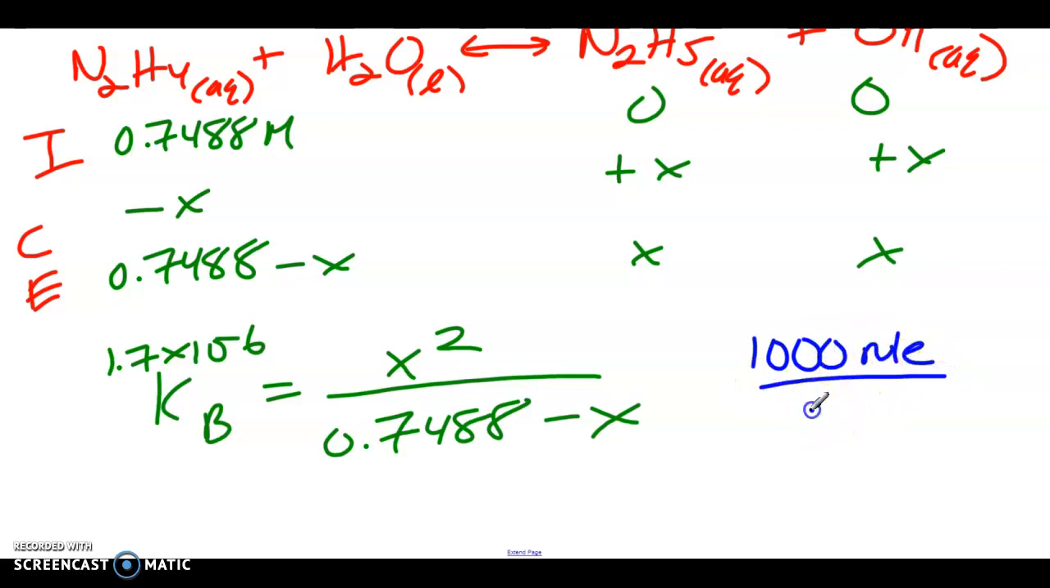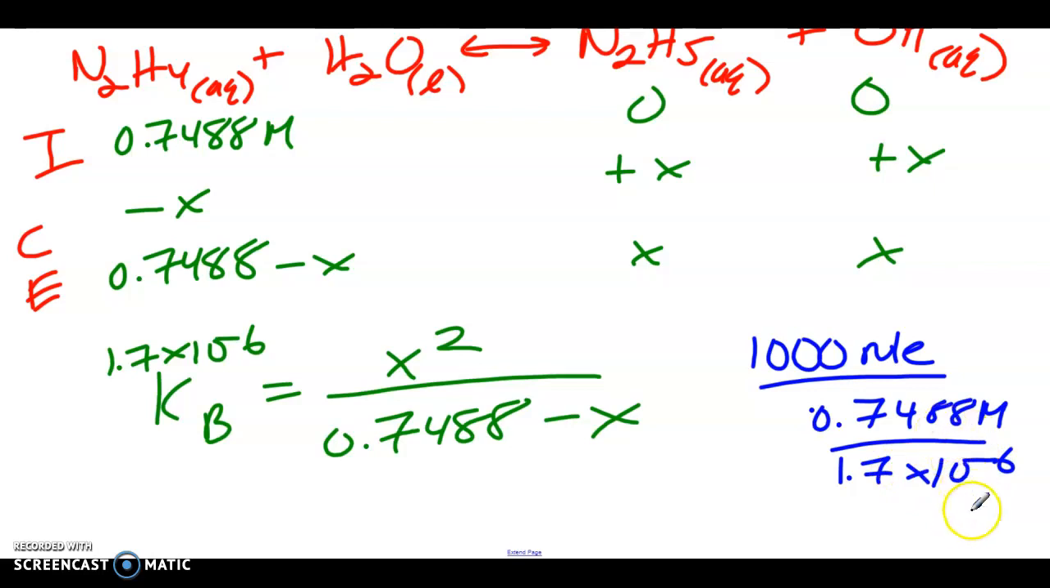So if we take the initial and divide it by the Kb value in this case, right? This is going to be greater than 1,000. So we can then get rid of this minus x. Okay, so because of that, now we can solve for our x.